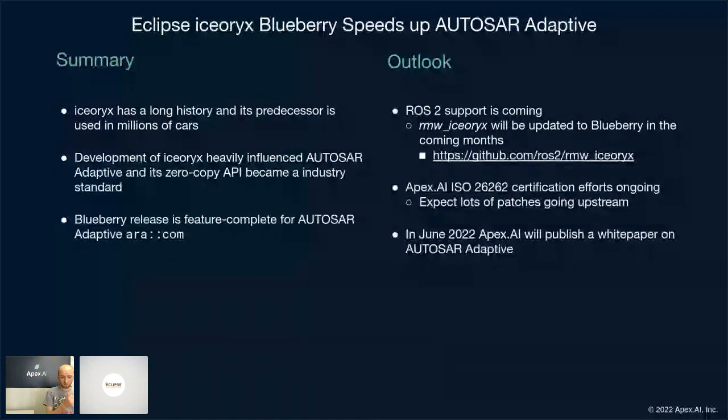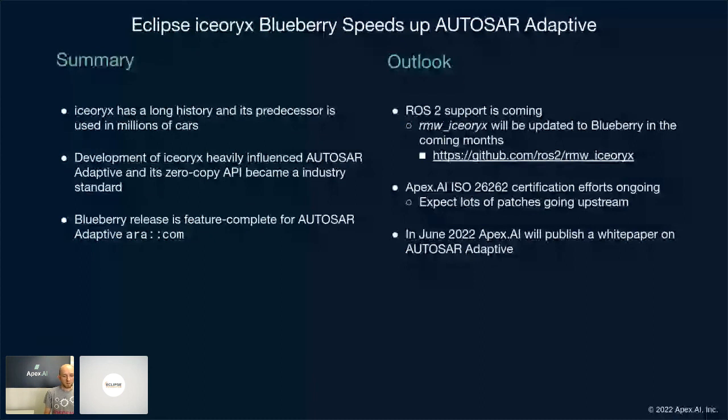Regarding an outlook, what's next? As you might know, Eclipse iceoryx is also widely used in the ROS community. ROS stands for Robot Operating System, and currently the second version, ROS 2, is being developed. And there, an RMW, a ROS middleware binding, was created a couple of years ago, and this is being actively used. Of course, this will be updated to Blueberry to also make use of the request-response communication feature.